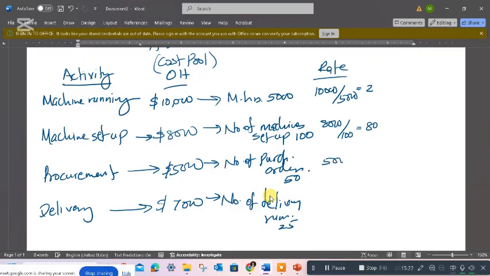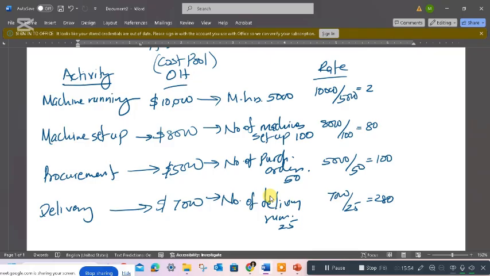5,000 is the procurement related overheads, 50 purchase orders, so per order 100. 7,000 is the overhead of delivery, 25 runs, so 280 per run. For each activity we do exactly the same thing we did earlier. This time, we don't take all the overheads together. We have classified the overheads into different groups. Each group is analyzed differently.